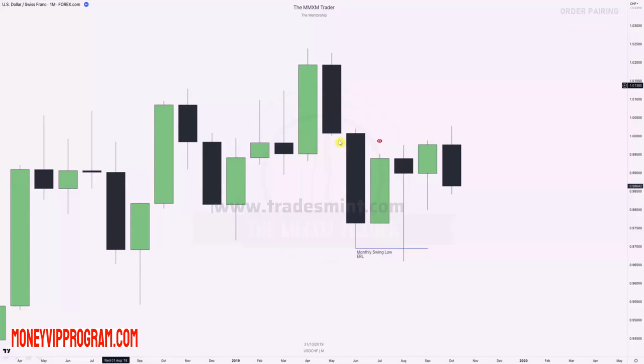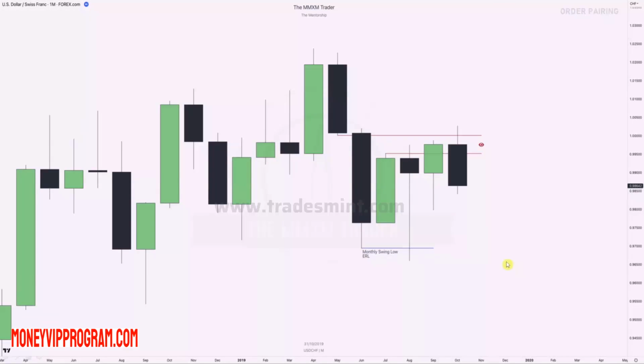We have this fair value gap over here. So after external range liquidity has been taken, we want to go to internal range over here. And eventually we fill up this whole fair value gap over here. Now how does that order pairing look on a daily chart?